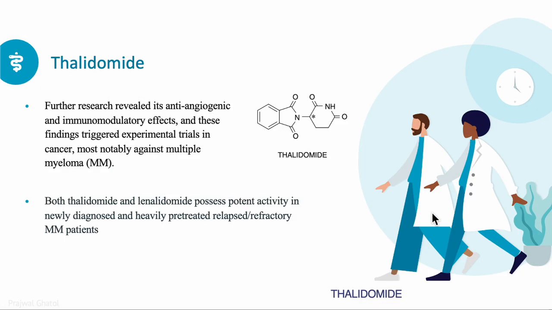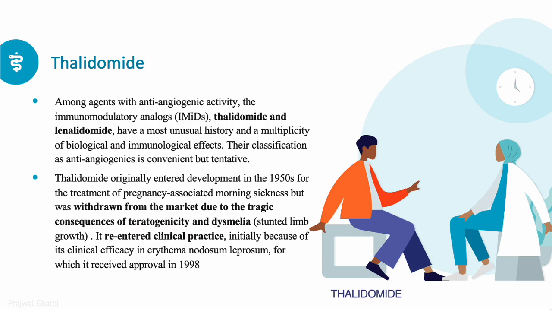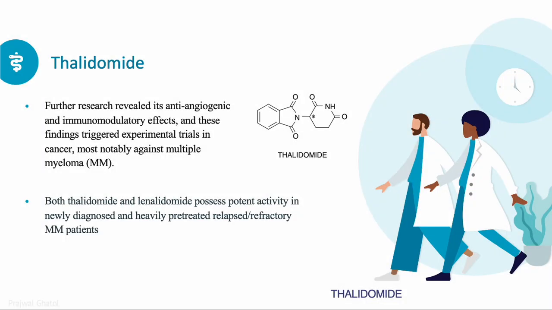So, why is thalidomide used as an anti-cancer agent? After it was introduced in clinical practice for erythema nodosum leprosum, it was later found in various studies that it is very beneficial in multiple myeloma. Its anti-angiogenic and immunomodulatory effects triggered experimental trials in cancer, notably against multiple myeloma. Here you can see the structure of thalidomide.